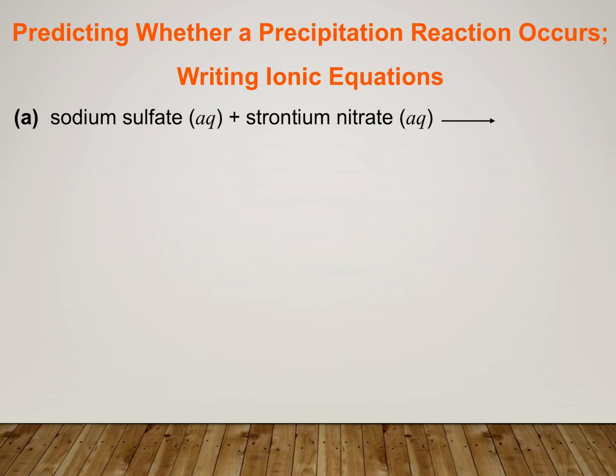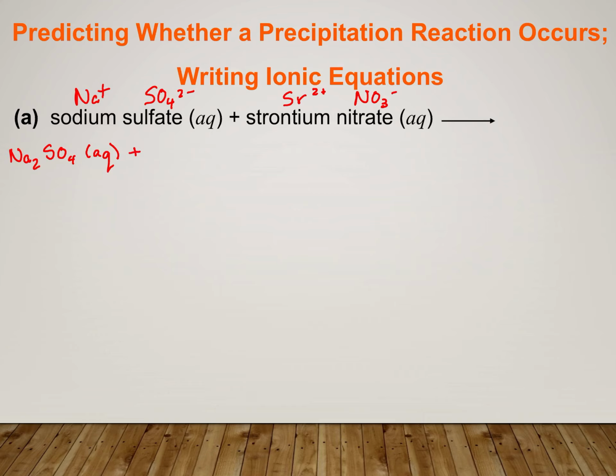Okay, so for the first one, we have sodium sulfate and strontium nitrate. Sodium is Na+, sulfate is SO4 2-, strontium is Sr2+, and nitrate is NO3-. The first thing we need to do is write the molecular equation. So we have sodium sulfate, Na2SO4, right? And that's going to be aqueous because all sodium salts are aqueous.